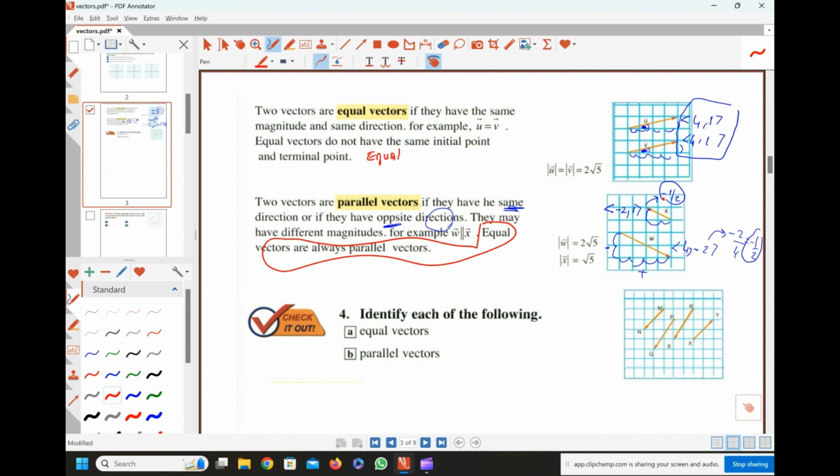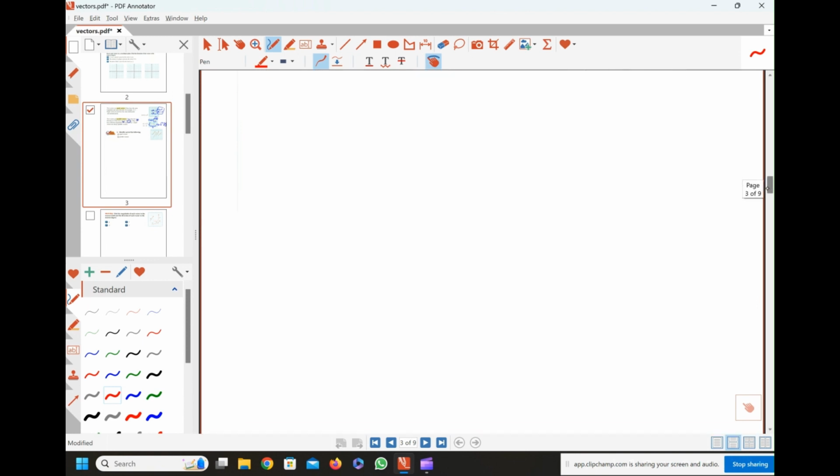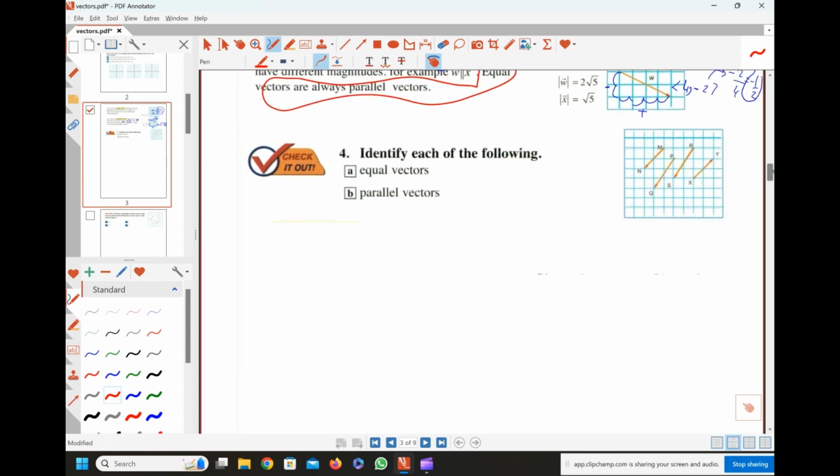Let's take a look at an example. Let's take a look at a bunch of vectors and see if we can figure out if there are any vectors that are equal or parallel to each other.